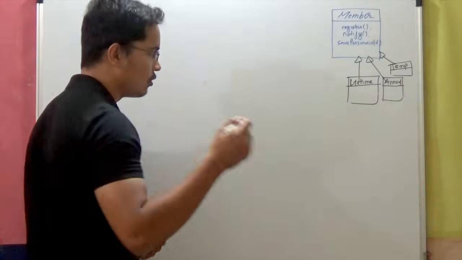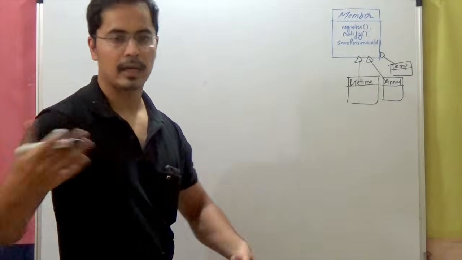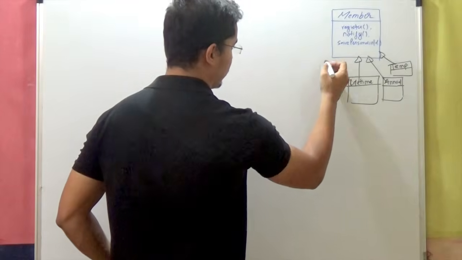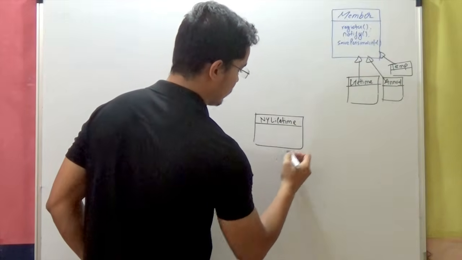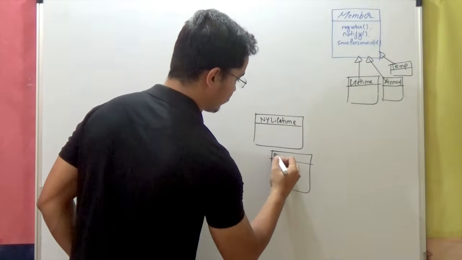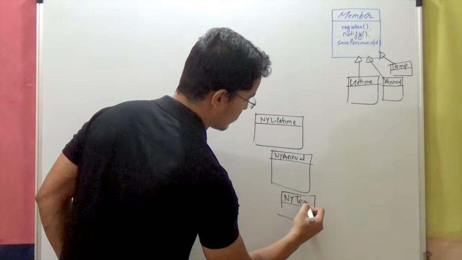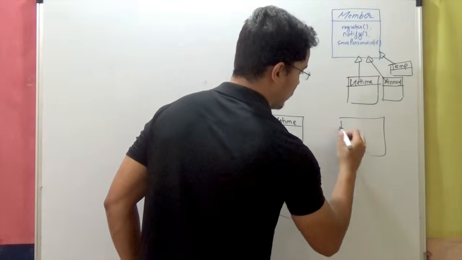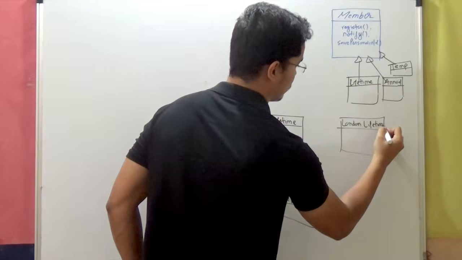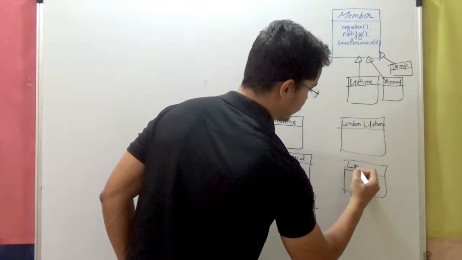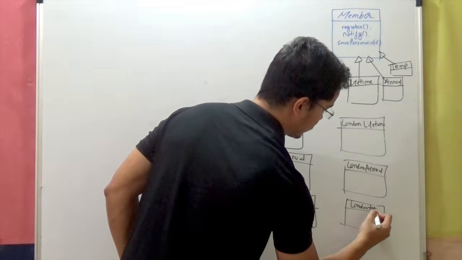So instead what we decided to do was create new specific types for our London and New York centers. So we created New York lifetime members, right? New York annual members, New York temporary members. Similarly, we created London lifetime member, London annual member, London temporary member, right?